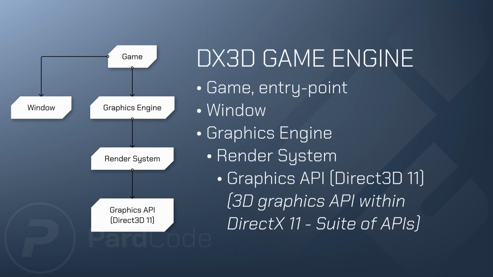To sum up, the DX3D game engine is a software system composed of several key parts. At its core is the game, the entry point component of the engine, which manages and coordinates the various subsystems. The window module is responsible for creating and managing the game window. The graphics engine serves as a subsystem that provides the rendering layer for the game engine. Within it, the render system acts as a component responsible for managing the initialization and resources of the graphics API, in our case, Direct3D 11. Alright, let's dive into the next topic.